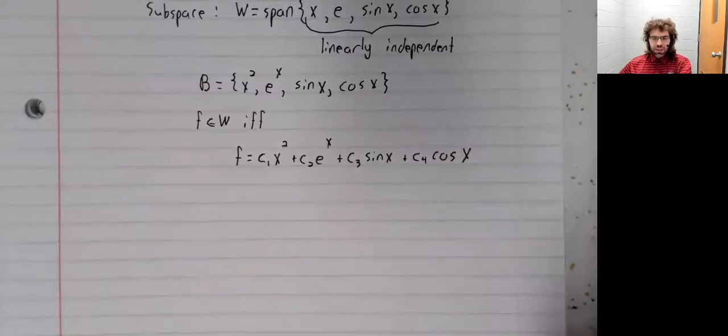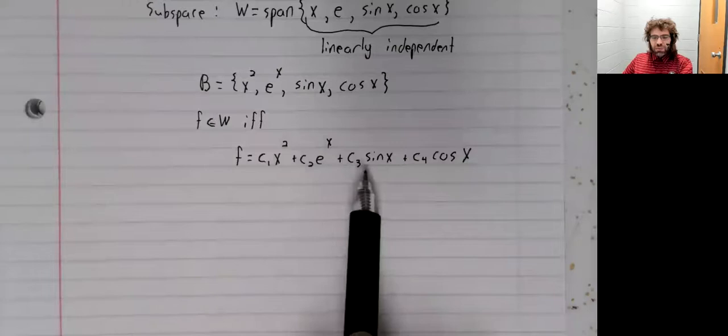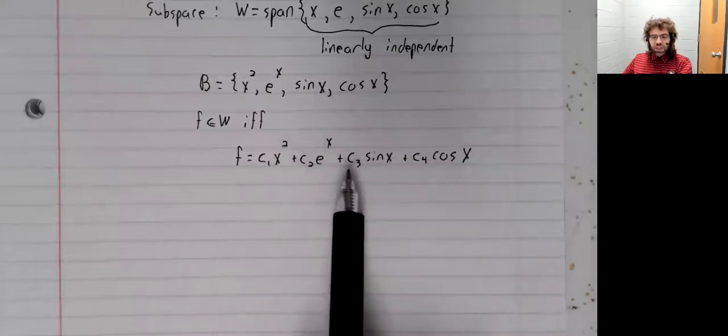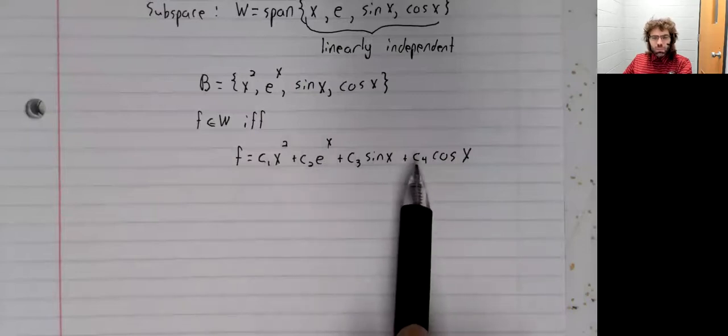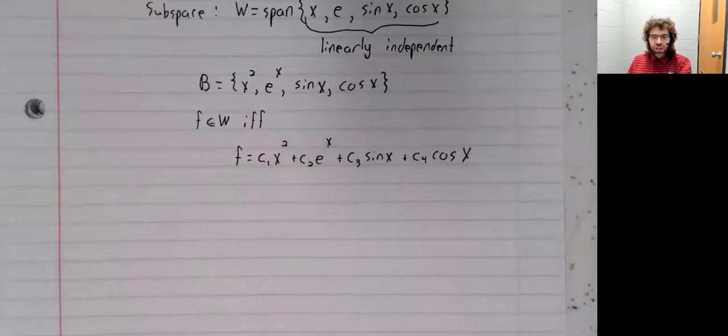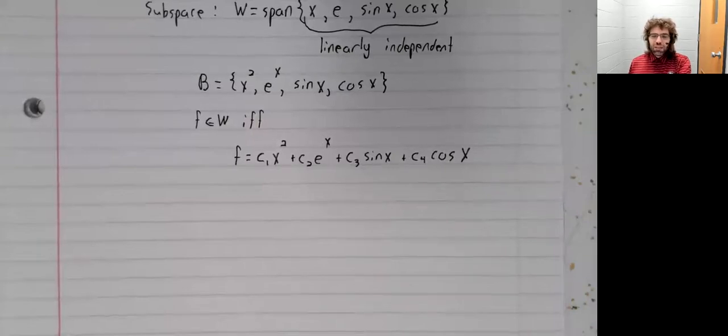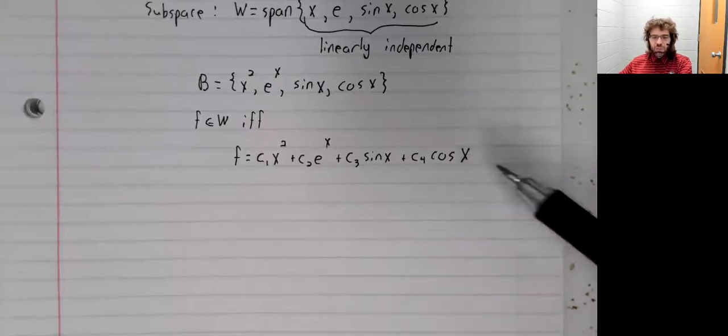What does that get us? Well, you look at this, and your first instinct might be that these are extremely complicated objects. Like if I asked you to graph 2x squared plus 1/2 e to the x plus 5 sine of x minus 2 the cosine of x, you would probably not be able to do that mentally. You'd probably have to use a calculator or Desmos or something like that. So in a sense, this is a very complicated object.